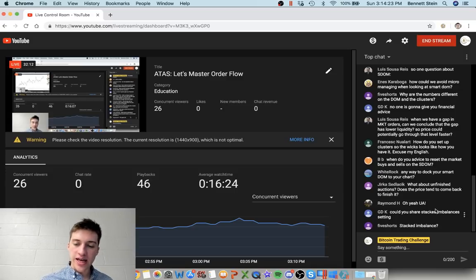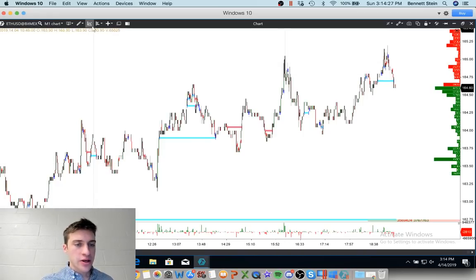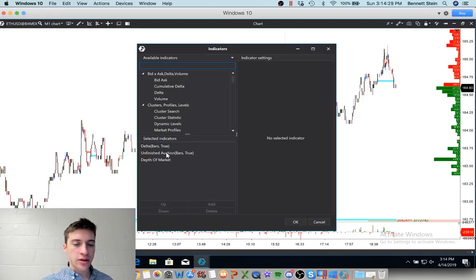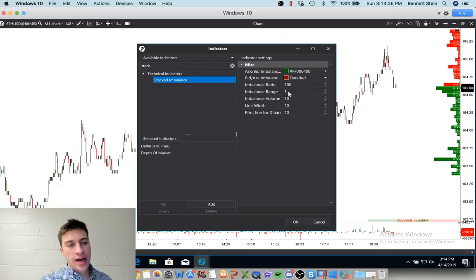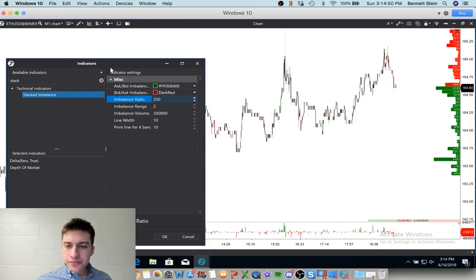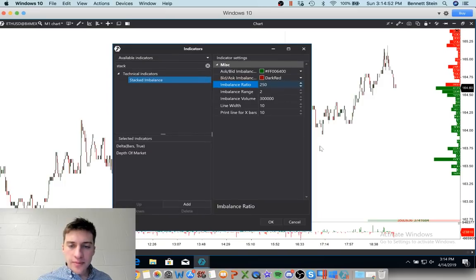All right, let's go over the SI, the stacked imbalance, and how do we use that in a system? So for now, I'm going to get rid of the unfinished auction, and let's go into the stacked imbalance. Settings, this part is all up to you guys, however you want this set. I'll show you my settings here. I'll do a 250. Do we have any popping up on chart? No, we do not. Might have to go 1. No, I'll go 100,000.